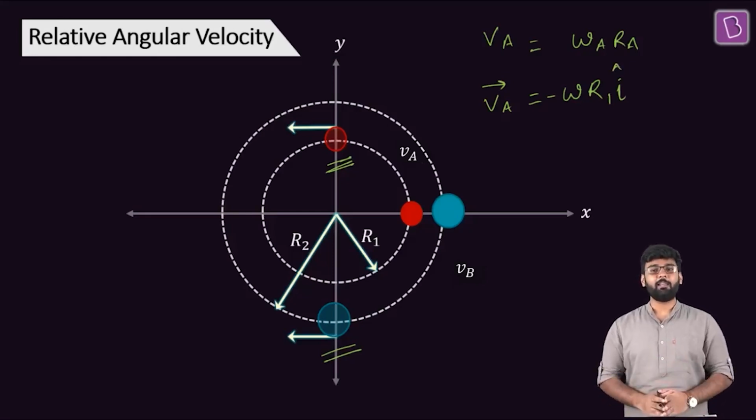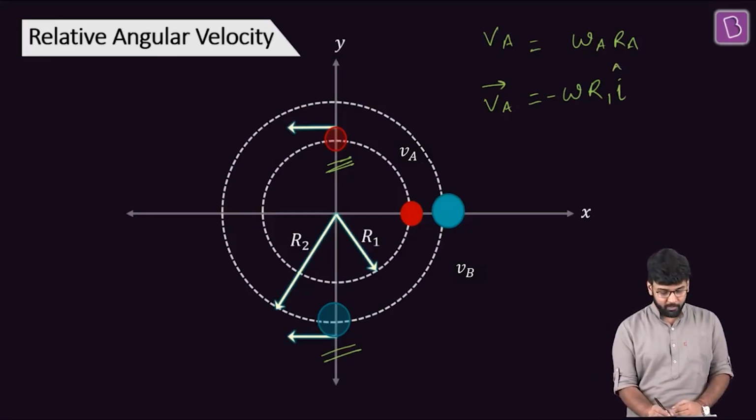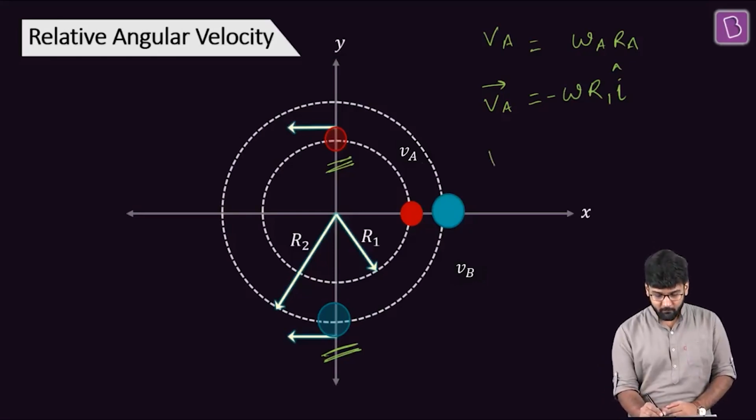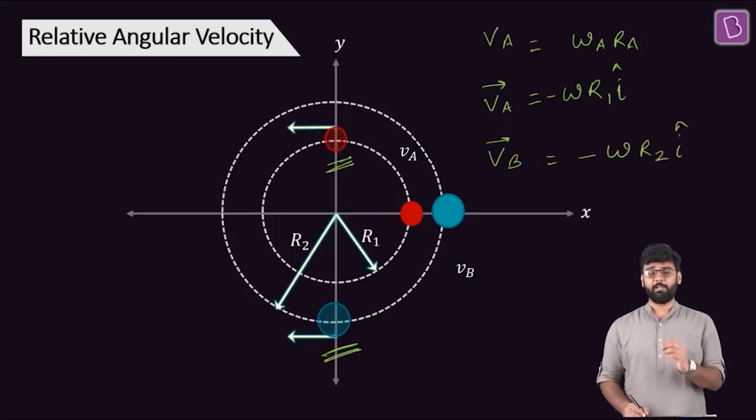And exactly like this, we can write the velocity of particle B. So particle B will also be going in the minus I cap direction. So we can write VB is minus omega R2 I cap. The only difference here is the radius. Omega is same for both the particles, but they are moving in different circles and they have different radius. So now the only thing which is left is to calculate the relative velocity VA minus VB.